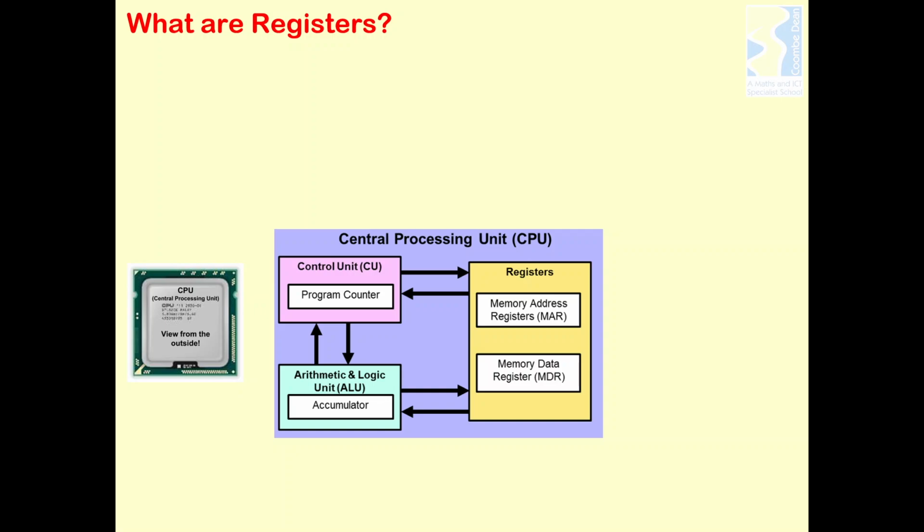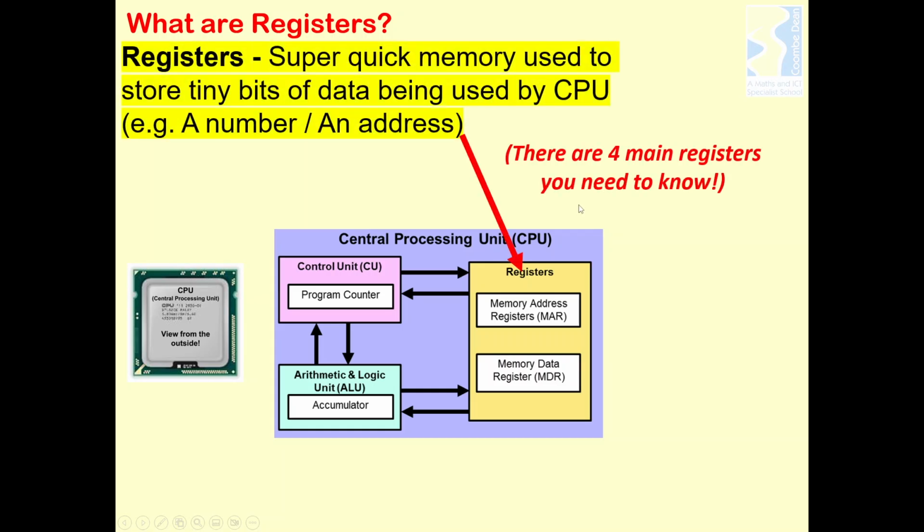Final section today. We talked about registers in the CPU. There are 4 registers that you need to know. And just to remind yourself, what are registers again? They are super quick memory, they are the fastest memory, and they store tiny bits of data, a single number, a single address in each register. And there are 4 that you need to know for GCSE.